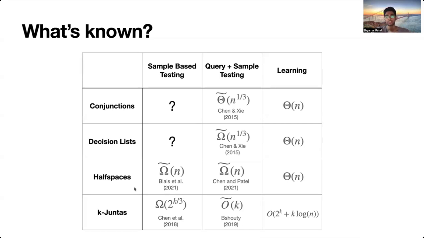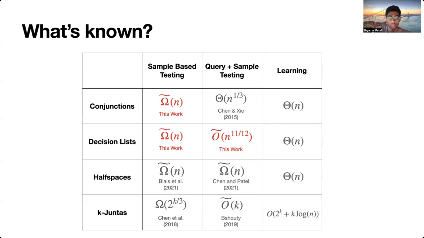For half spaces, it turns out that you can only improve on learning by possibly logarithmic factors, because we have an omega tilde of n lower bound, both sample-based, as well as if you have queries. Finally, for k-juntas, we know that if you're only allowed to get samples, then you need exponentially many samples. Otherwise, only O tilde of k suffice if you can make samples and queries. And learning requires exponentially many points. So this is a big improvement for testing versus learning.